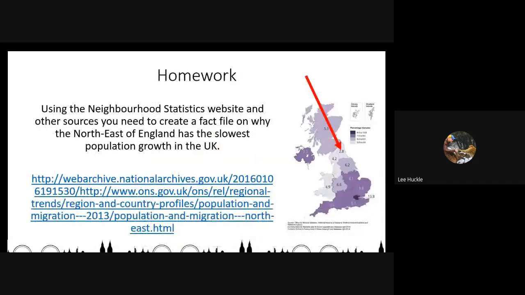Then we'd have set you this homework, and this was to again look in detail at this choropleth map. So you had a website to access, the neighbourhood statistics website, which is a really good website to get data from, and other sources. You created a fact file on why the northeast of England has the slowest population growth in the UK.